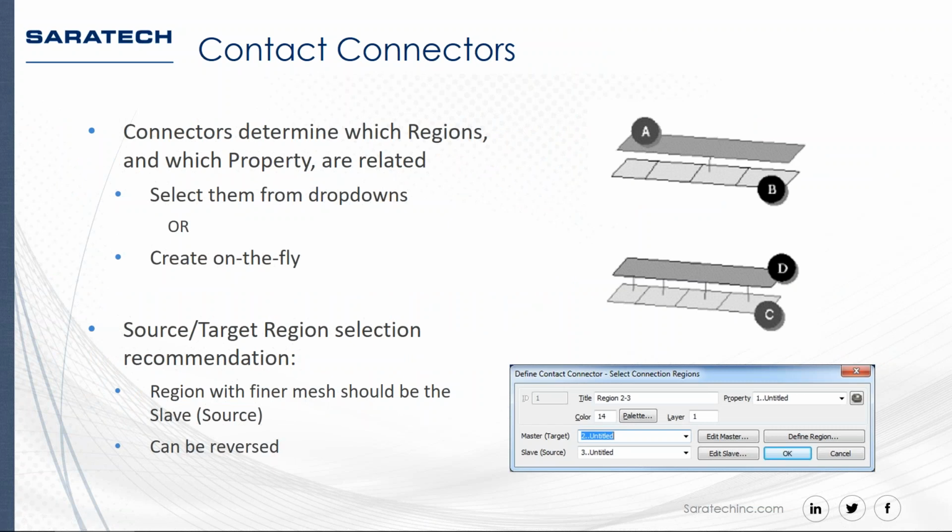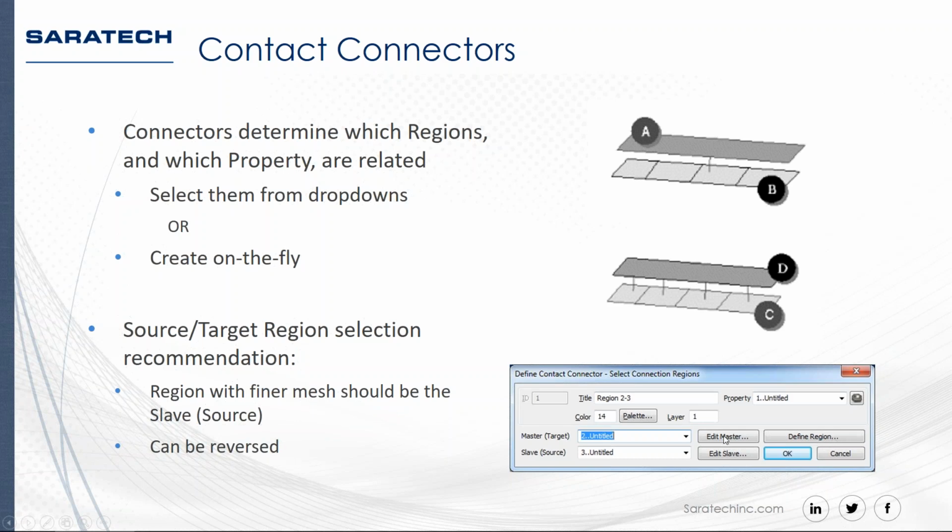All right, now let's talk about connectors. These determine which regions and properties are related. So you can choose them from the drop-down windows you see here, or you can create them on the fly, which is very nice again. So here, this button to the right of the property will let you create that on the fly, or the define region will let you create new regions on the fly.